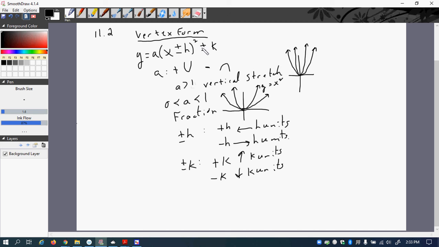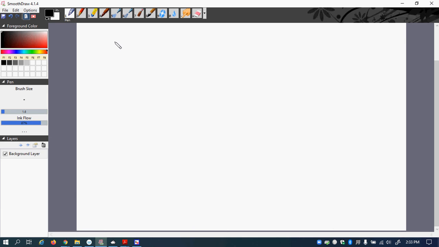So let's look at an example. Let's say it's y equal to, let's keep a at 1, x plus 2 squared minus 4. The h is going to be plus 2, so that means it's going to move 2 units horizontally. And then the k, since it's minus 4, is going to go down 4 units. And so we can see that right away.